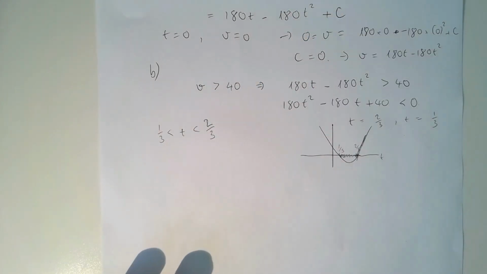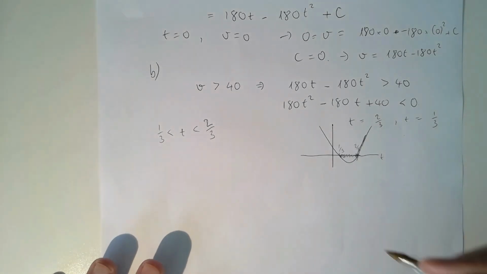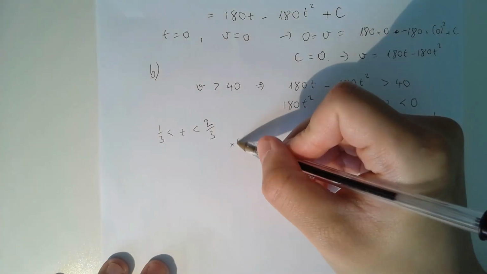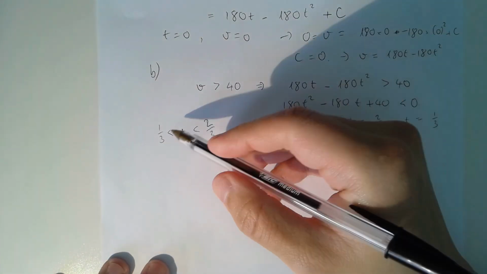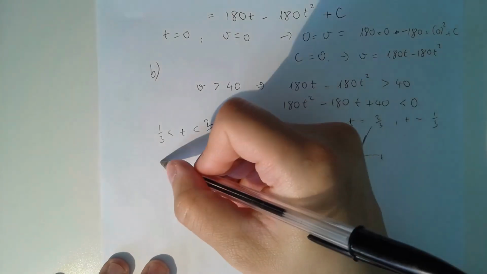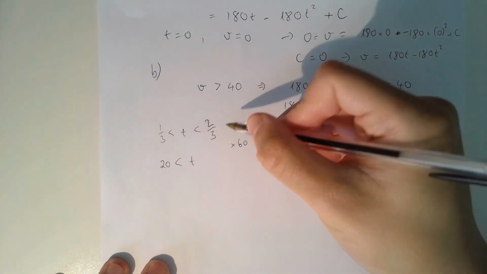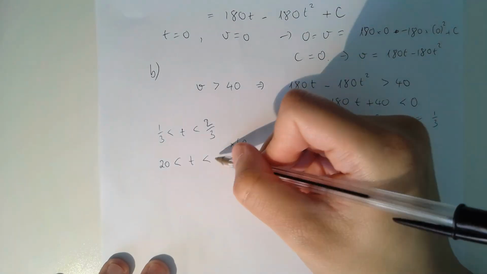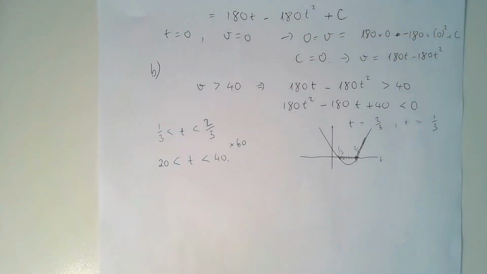But this is in terms of hours, and we want it in terms of minutes. So do not forget that. Multiply everything by 60 to change to minutes. So a third times 60 will give me 20 minutes. And 2/3 of an hour times 60 gives me 40 minutes. So the time from about 20 to 40 minutes is when the car is breaking the speed limit. Now next one.